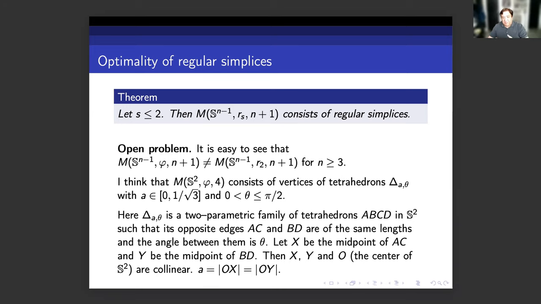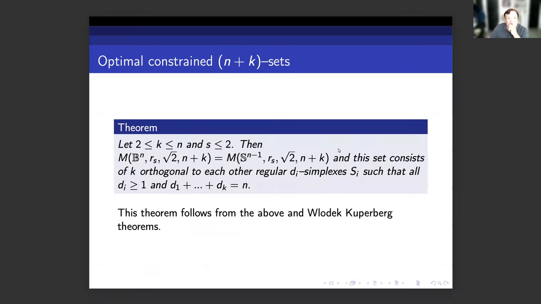It is tetrahedrons, where we have two sides or orthogonal sides, but it is not regular, and it is also a one-parametric family. I try to show you how it looks like. So this problem is open, as well as many others. I also could prove one very particular case.